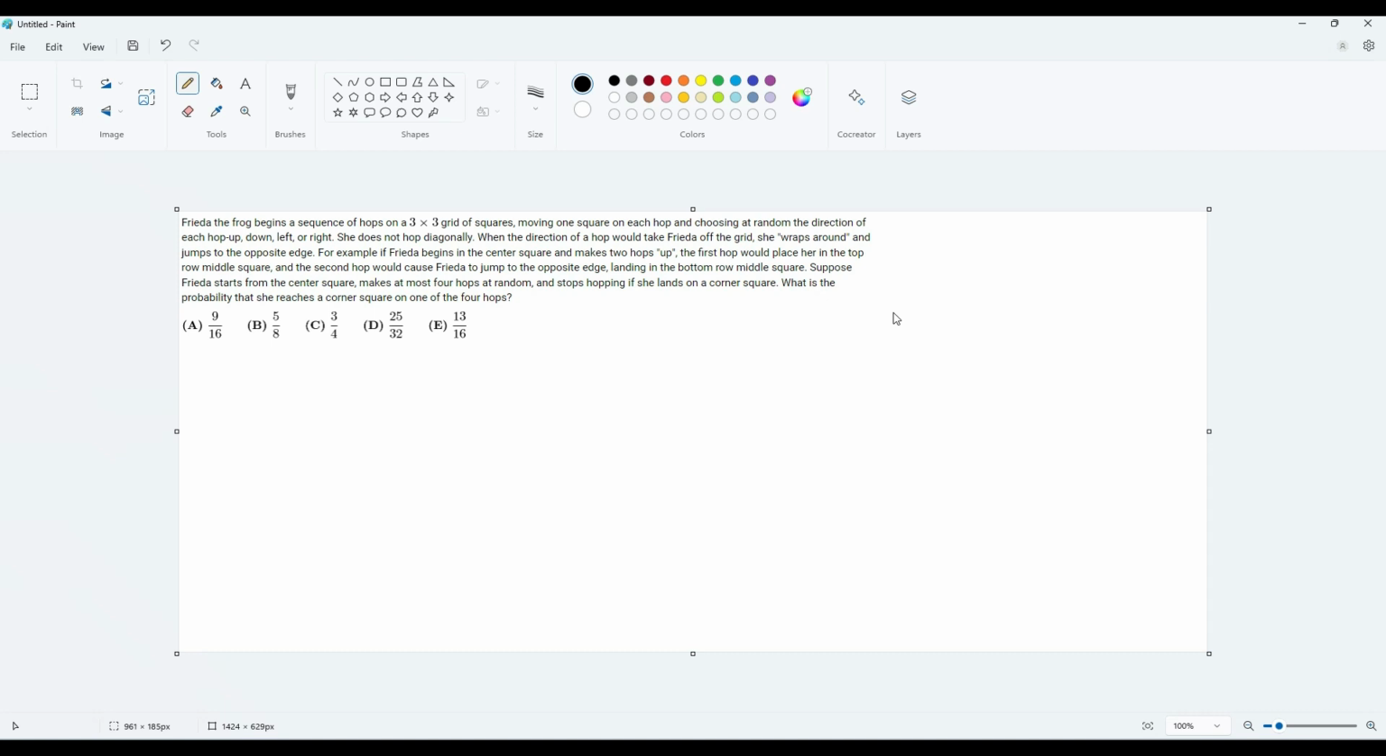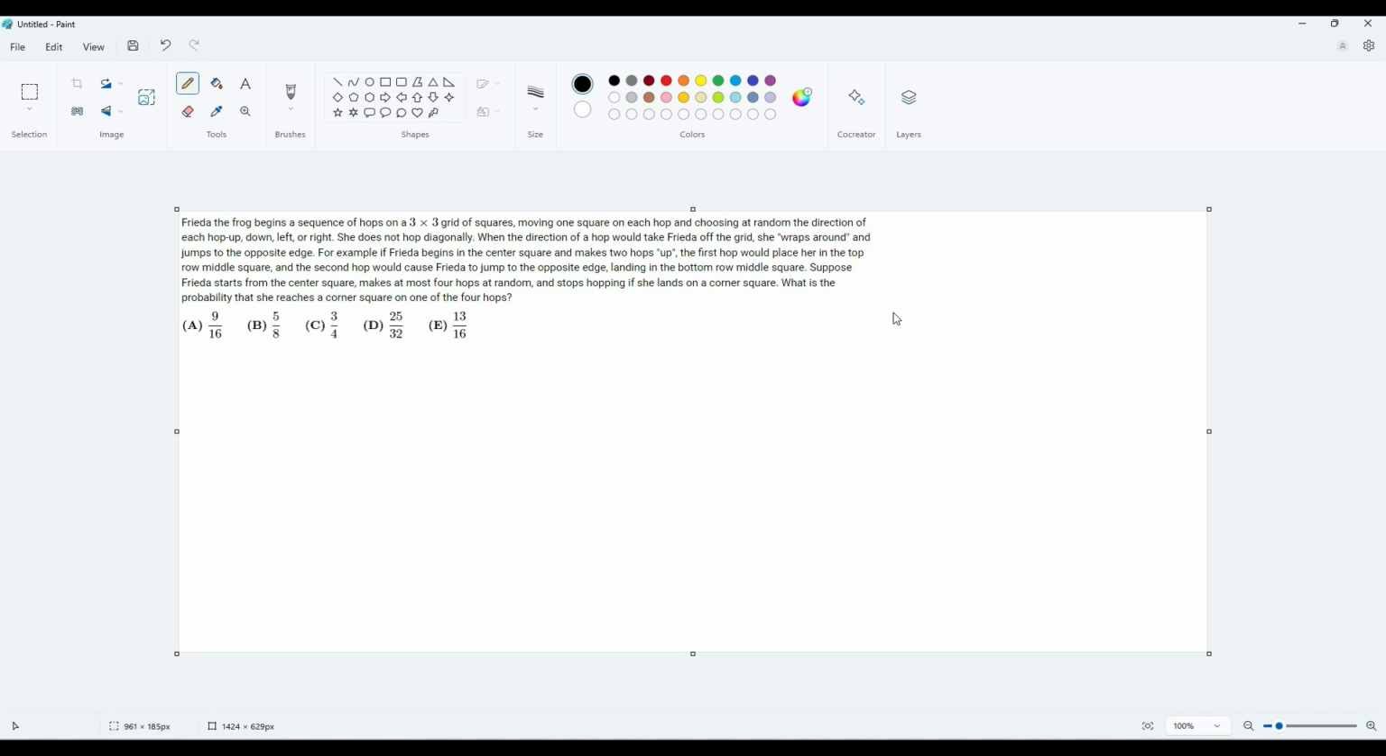Frida the Frog begins a sequence of hops on a 3x3 grid of squares, moving one square on each hop and choosing at random the direction of each hop: up, down, left, or right. She does not hop diagonally. When the direction of a hop would take Frida off the grid, she wraps around and jumps to the opposite edge. For example, if Frida begins in the center square and makes two hops up, the first hop would place her in the top row middle square.